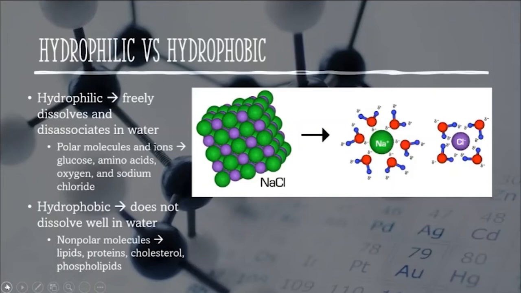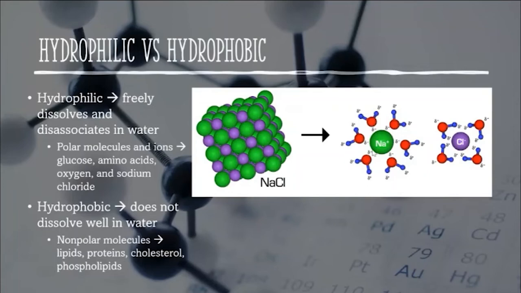And then there's also sodium chloride. Sodium chloride is an ionic compound, so it will actually dissociate completely into Na+ and Cl-. The negative parts of the water molecules will be facing the sodium, and vice versa for the chloride. So because they're polar, they can associate with the different charges.